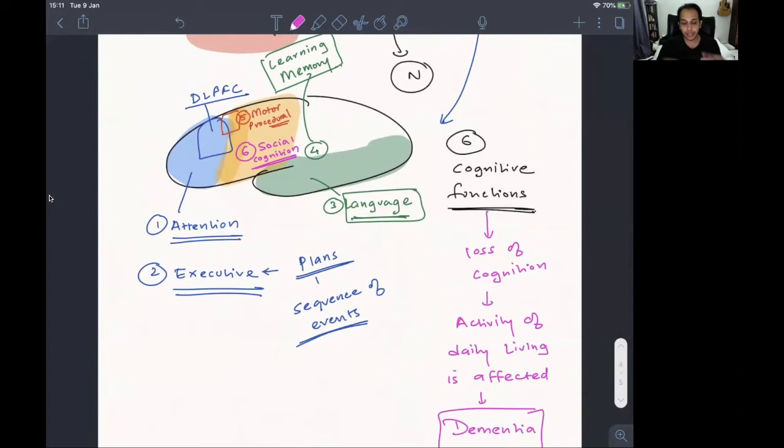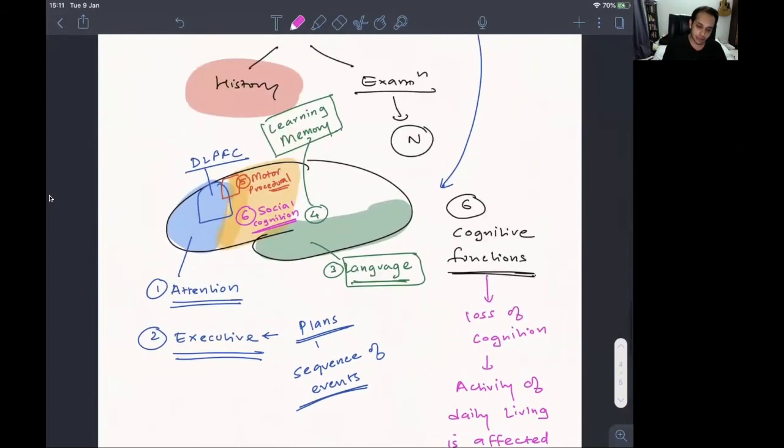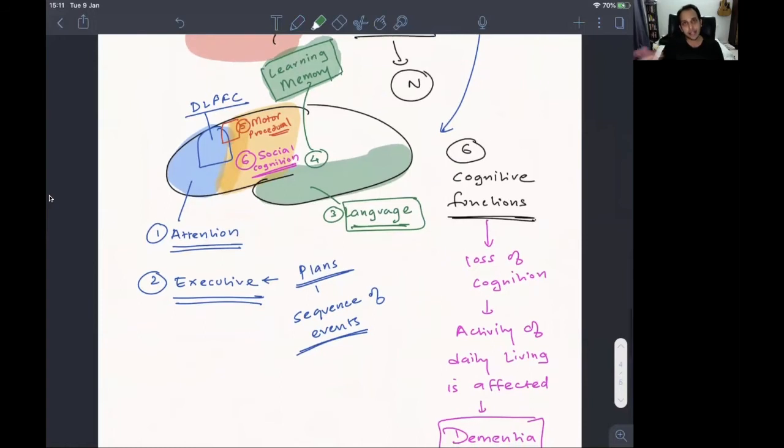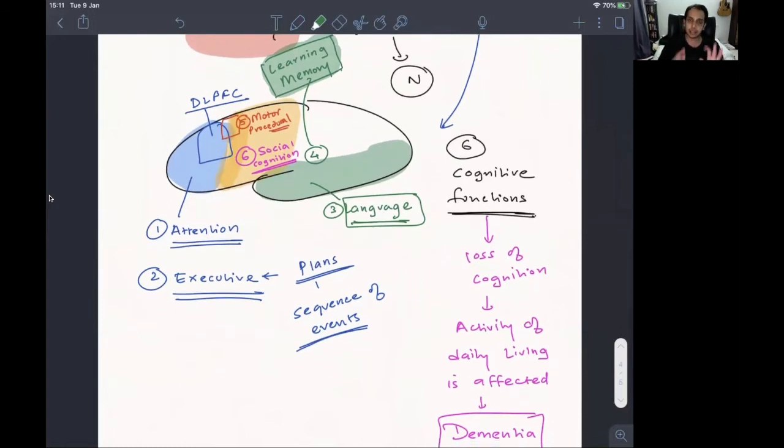Now, earlier, it used to be believed that dementia is only memory loss. So that is the concept that we all grew up with, and we all sort of remember that dementia is memory loss. But now that is no longer the case. Any one of these cognitive functions getting affected, leading to loss of ADL, is called dementia.